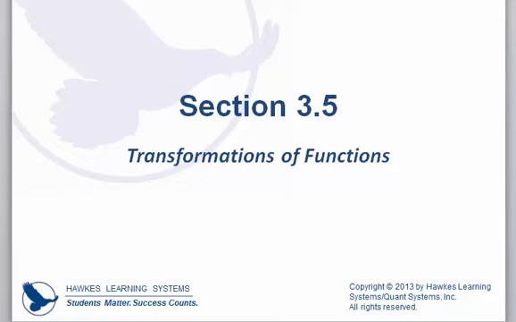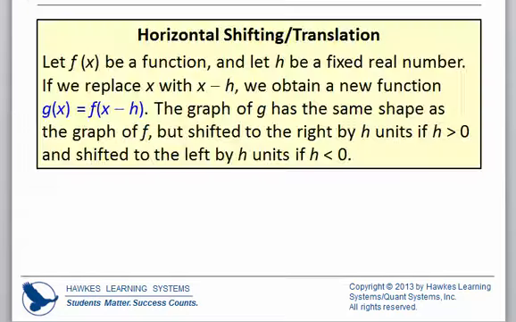We will now begin section 3.5 and discuss transformations of functions. We'll start by learning about a horizontal shift. Let f of x be a function and let h be a fixed real number. If we replace x with x minus h, we obtain a new function, g of x is equal to f of x minus h.